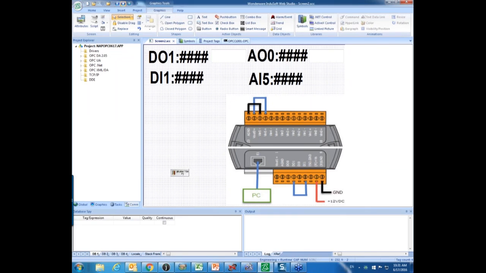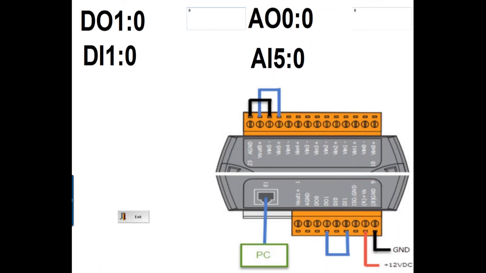Let's run it and see if the value appears here. Okay, let's write 1 to DO1 and see if it changes. So let's write 1, and then DI1 does change because it's tied together. And AO0 is connected to AI5, so I can verify by entering a value and enter. So it does change to approximately 300.